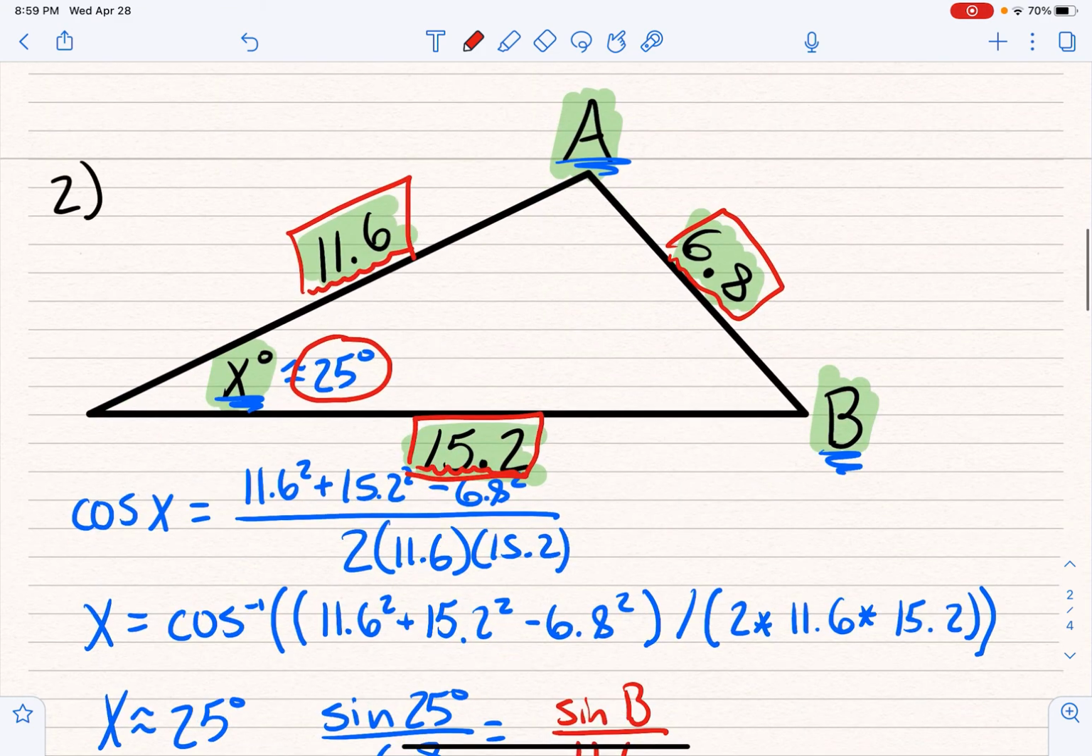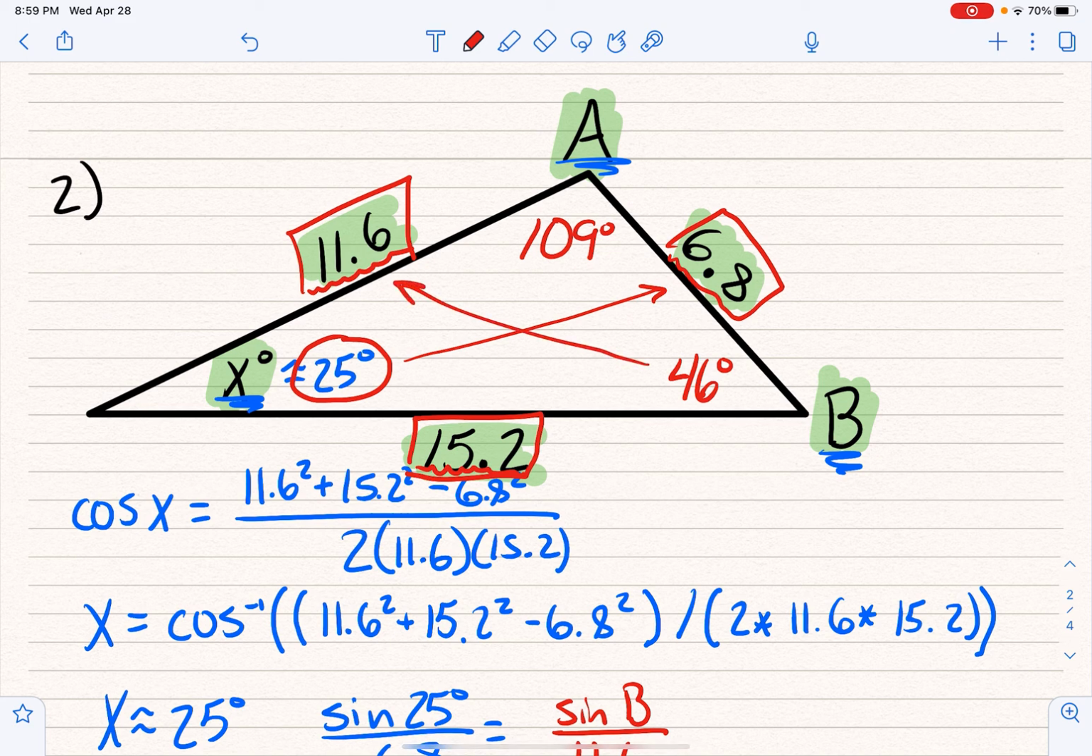Now let's go back up to our picture. If this was 46 degrees, and that's 25, 25 and 46 would give me 71, which would make this one 109. Now these are completely different numbers than what I just had, but these numbers make sense. 25, which is the smallest angle, is opposite the smallest side. 46, which is the next smallest angle, is opposite the next smallest side. And 109, which is the largest angle, is opposite the largest side.